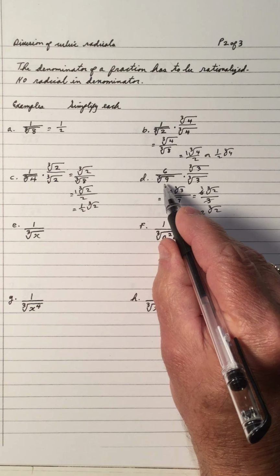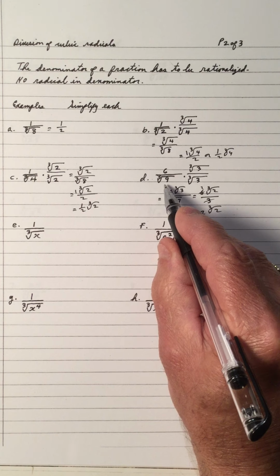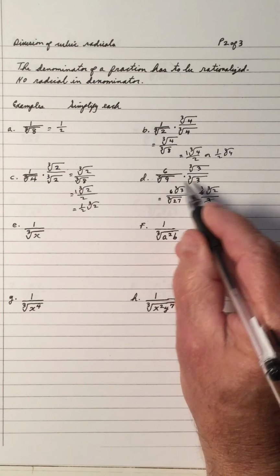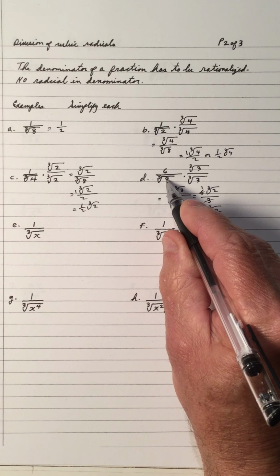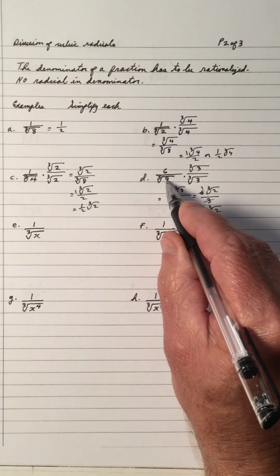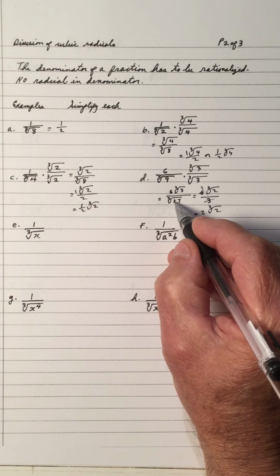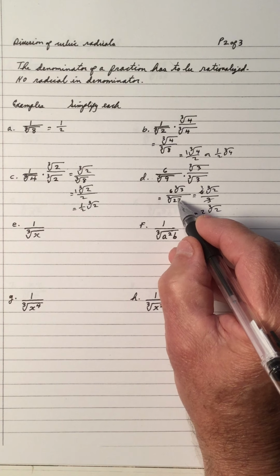Again, I have a 9. The perfect cube that has 9 as a factor is 27. So I need to multiply by 3. A 9 has two 3's, 3 times 3. So I need one more 3 to make it a perfect cube. Cube root of 3 times 3 times 3 is 3.